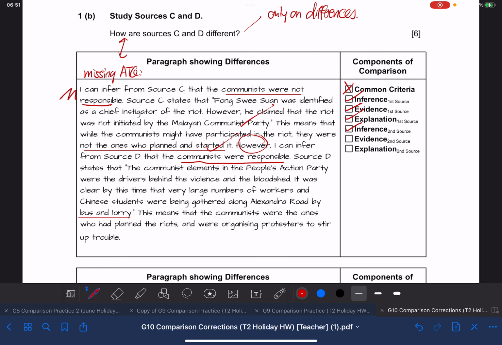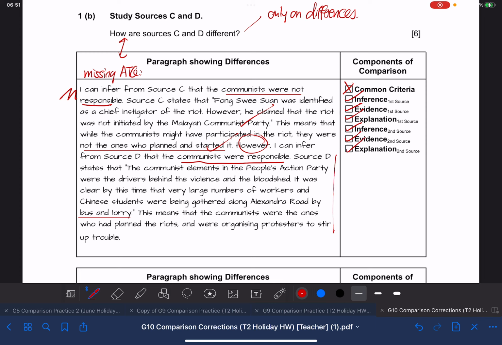So if I were to just read this and I'm figuring out, actually maybe the riots started somewhere at the Hock Lee Bus Company, but these communists, they were starting to round up other protesters from around Singapore, gathering them and then transporting them over to fight against the British. So this very clearly shows me that the communists were responsible for the riots. Okay, so evidence and explanation all there for the second source.